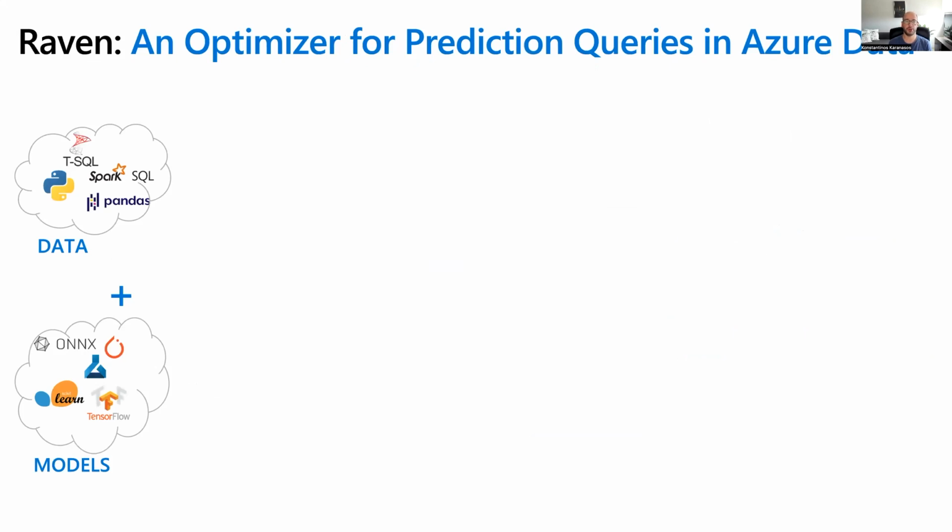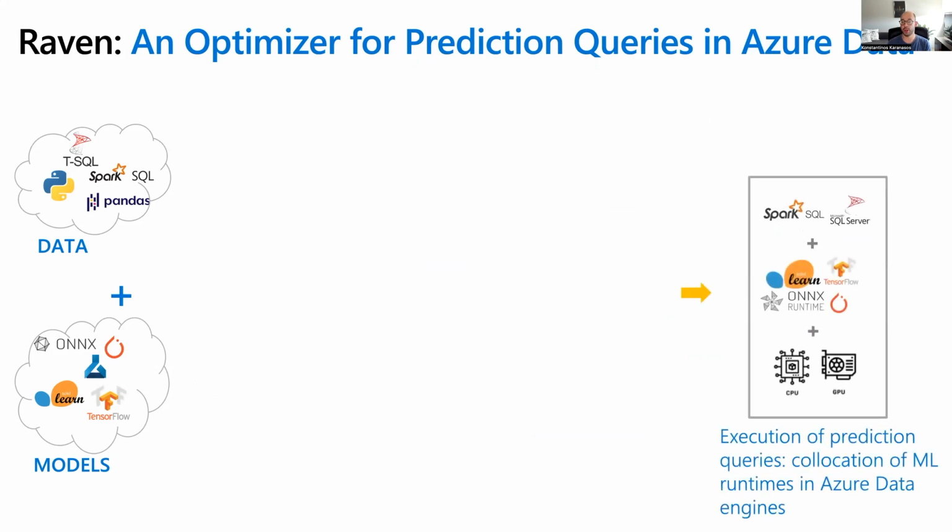Let's see how our system Raven, our optimizer for prediction queries in Azure data, looks like from above. So we have as input our data and our prediction queries that involve data and machine learning operators. We're going to execute them on top of our engines. I'm not going to give you more specific details about the execution, but essentially keep in mind that we have put a lot of effort in order to enable our machine learning runtimes to be collocated with our data engines, namely Spark and SQL Server. But the focus here is on optimization.